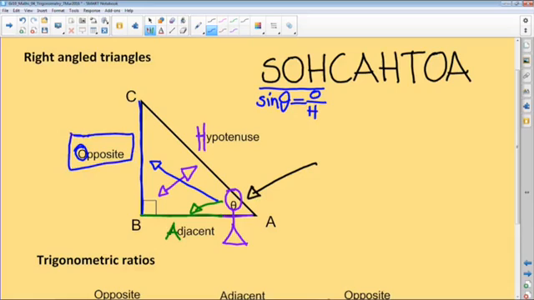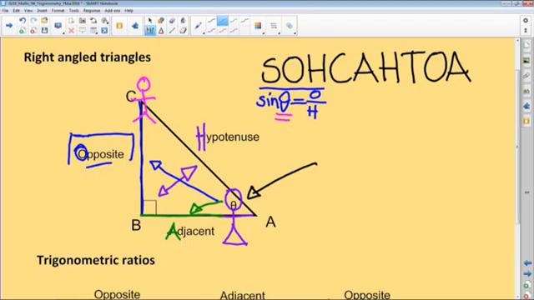Because if we start talking about, let's say we have a little James over here, and we need to work out what that angle is, his opposite is actually down there. It's not the same opposite as over there. This is his adjacent. So it is quite important that we always say which angle we're looking from, and that's why we have the theta.